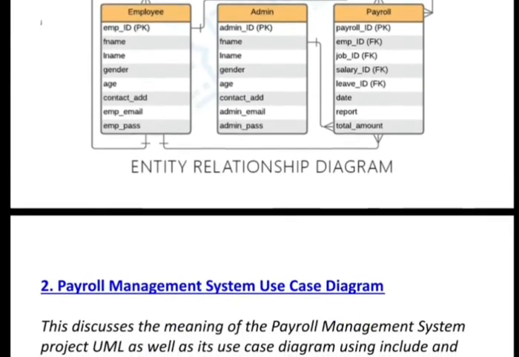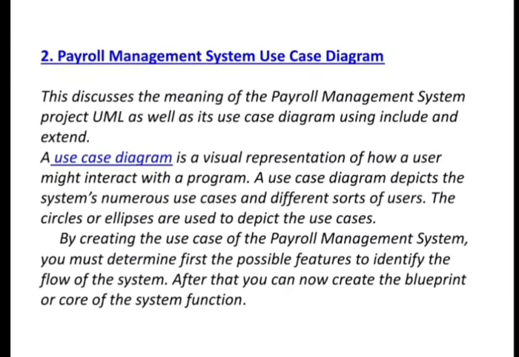And second is the payroll management system use case diagram. This discusses the meaning of the payroll management system project UML as well as a use case diagram using include and extend. A use case diagram is a visual representation of how a user might interact with the program. A use case diagram depicts the system's numerous use cases and different sorts of users.